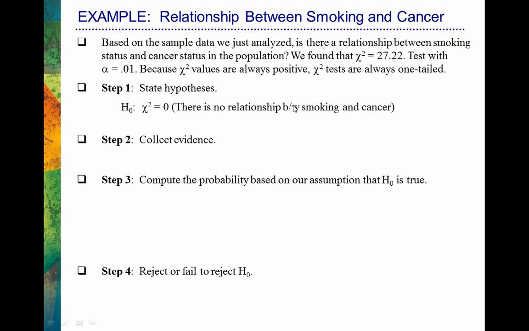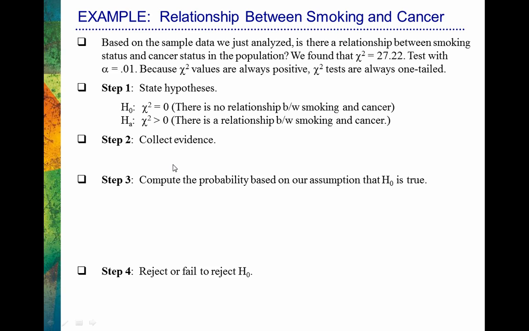Remember, we always have these two competing hypotheses. Our null hypothesis, if we look at it just in words, intuitively, is stating that there's no relationship between smoking and cancer. What that means is our chi-square value would equal 0, because if there's no relationship between smoking status and cancer, then our expected frequencies and our observed frequencies would be the same. We would have a 0 value for chi-square. Our alternative is that the chi-square value is greater than 0, which would tell us that there is some form of a relationship between smoking and cancer.